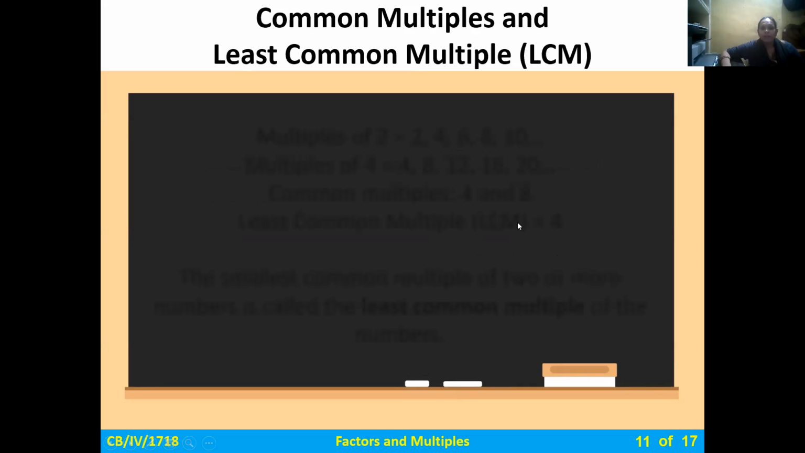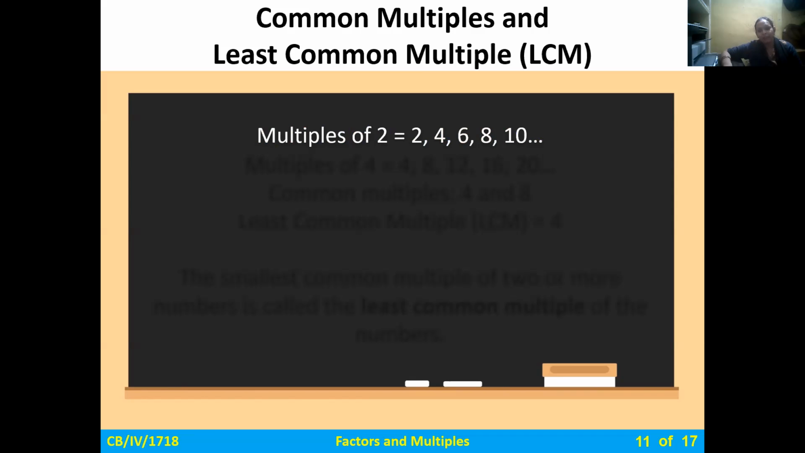So let's take one more example. Common multiples and least common multiple. First of all, let's study what a common multiple is. The way we studied common factors, here also we will learn how to find common multiples of two numbers.